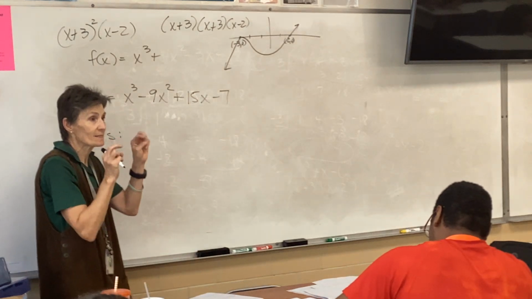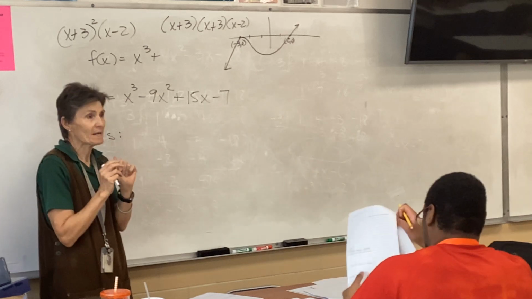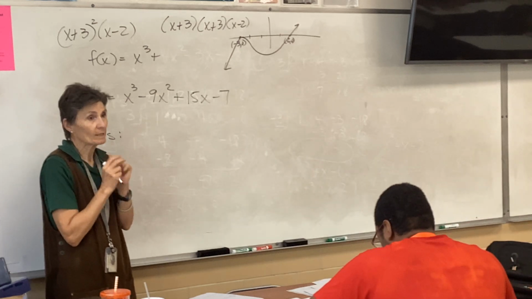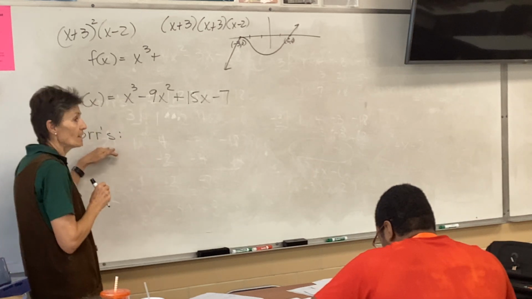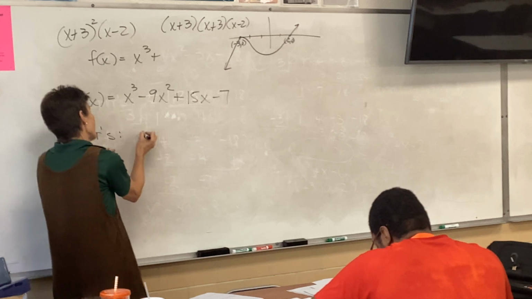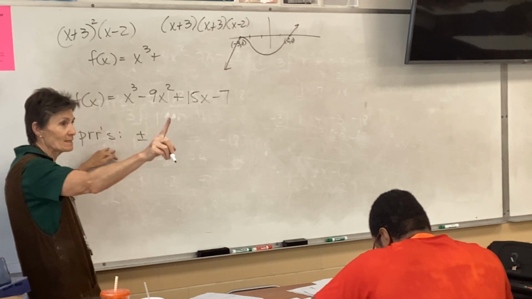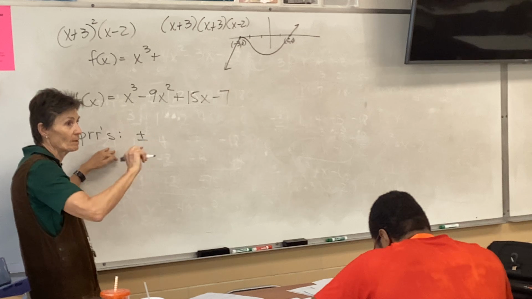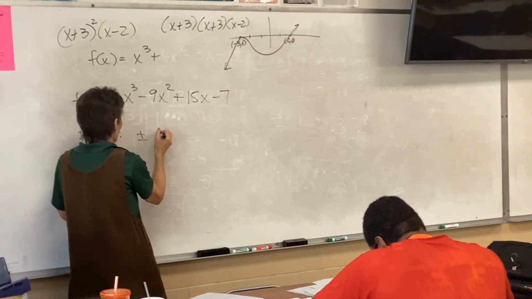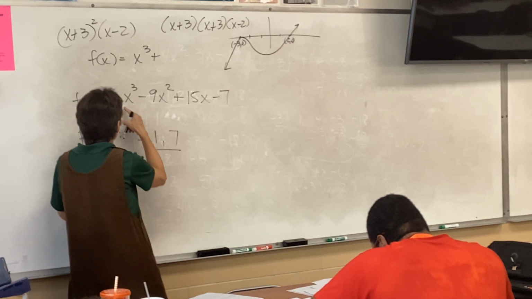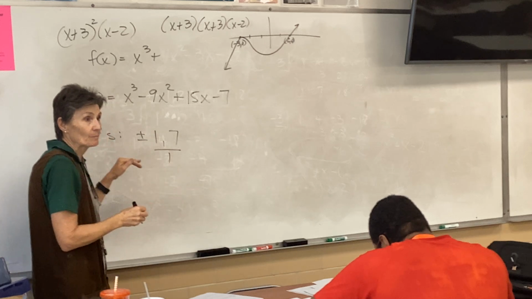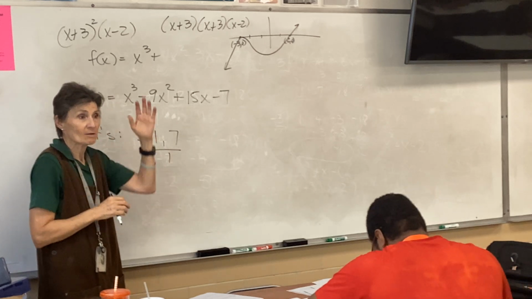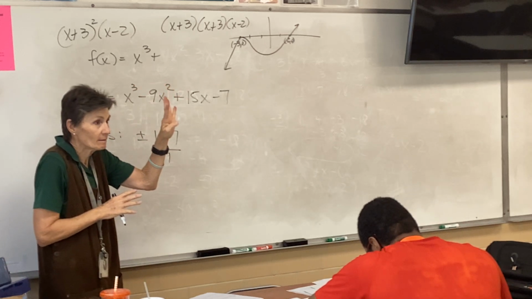So these are the possibilities. You know you're gonna be guessing. This is gonna tell you what to guess. So what are they gonna be in this problem? Always plus or minus. What? 1 and 7. That's it. Wow. That means there's only 4 possibilities, right?